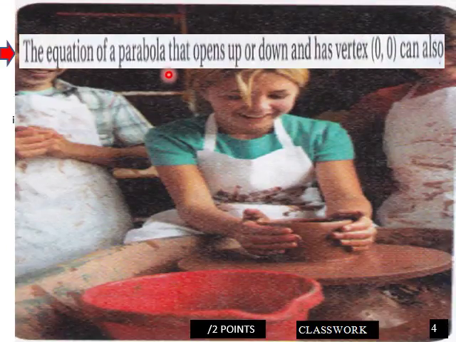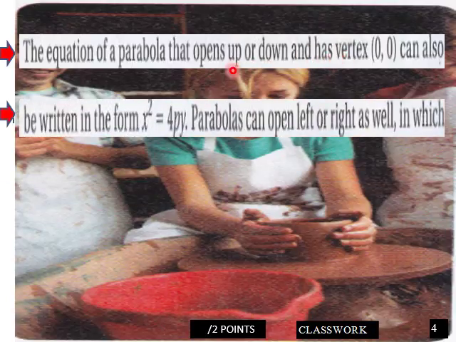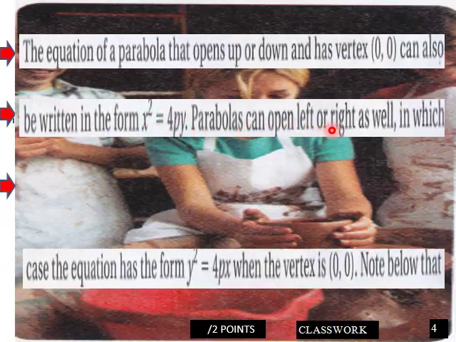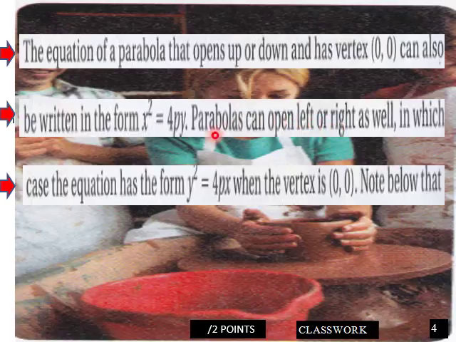The equation of a parabola that opens up or down and has a vertex at 0, 0 can be written in the form x squared equals 4py. Parabolas can open left or right as well, in which case the equation has the form y squared equals 4px when the vertex is 0, 0. So we have two different kinds of parabolas here.